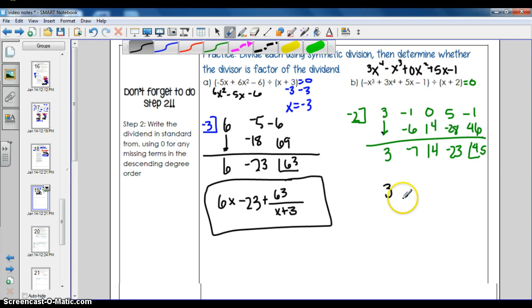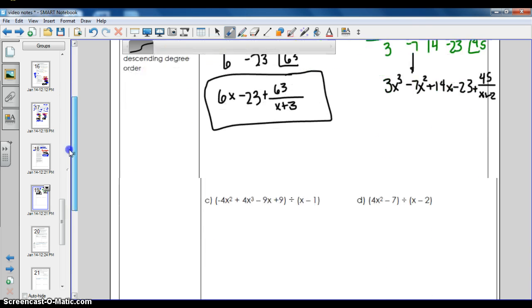It's not to the fourth anymore. It should be 1 less, cubed. So it's a 3x cubed. Then we bring down negative 7x squared, bring down the 14, positive 14x, minus 23, and then plus 45 over x plus 2. All right, let's try another one.